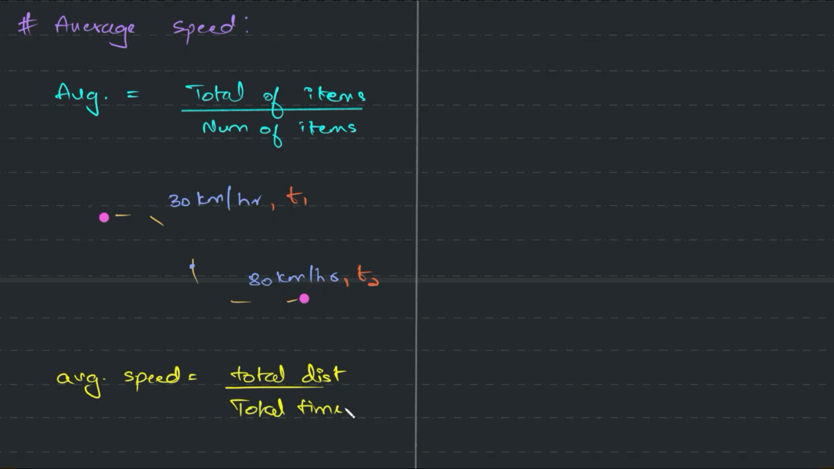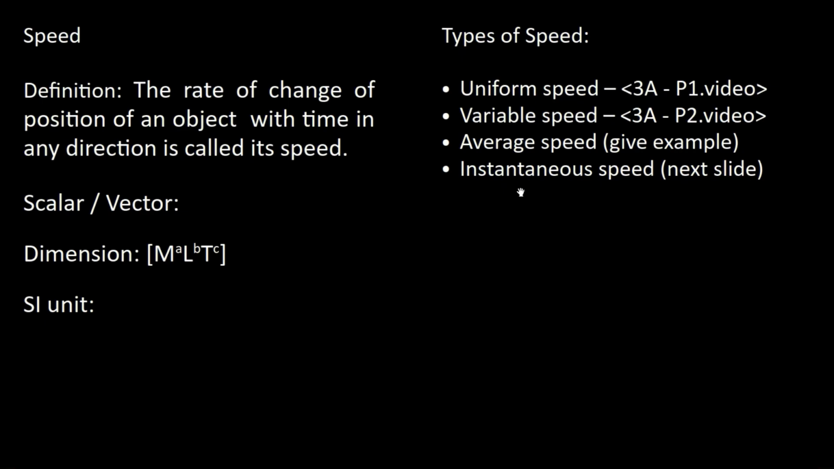How do you figure out the total distance for this scenario? Yes, the total distance you can figure out by multiplying 30 with t1. Right, speed into time will give you distance. This is 80 into t2. And this entire thing is divided by t1 plus t2. That's how you figure out the average speed. Okay, kind of simple and straightforward.